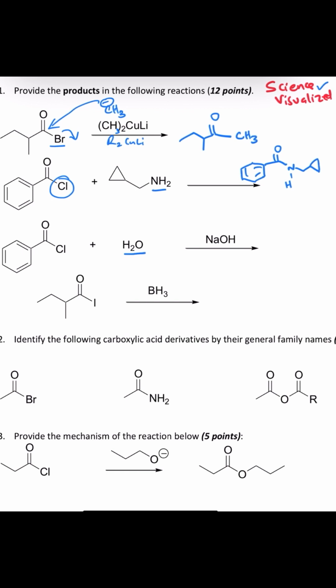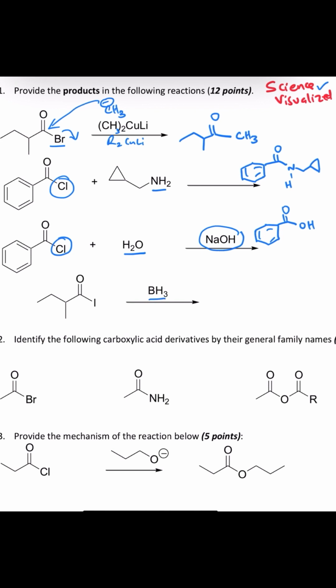Next, hydrolysis or reaction with water, either under neutral conditions, under acidic conditions, or in this case, under basic conditions. All of them will introduce an OH nucleophile, which will replace the chlorine, the leaving group, at the acyl position, and therefore you end up with this product. And now instead of the chlorine, you have the OH nucleophile.